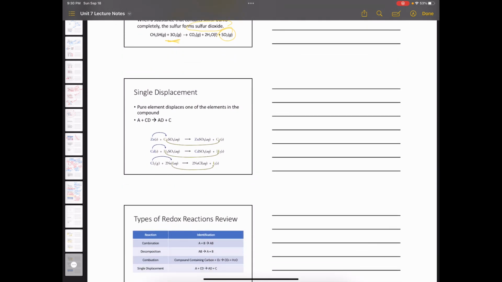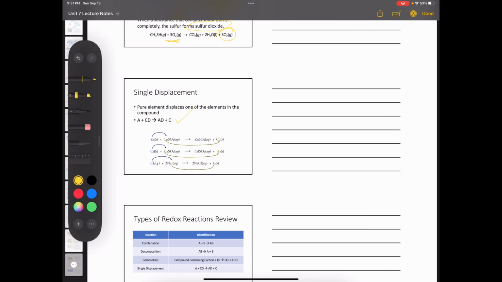With a single displacement, just like how we looked at the double displacement reactions and precipitation reactions, and also in acid base reactions, this is a single displacement. So instead of having two elements displacing each other, there will be only one element being displaced in a specific compound. This is the general formula, or the generic equation, for the single displacement reaction.